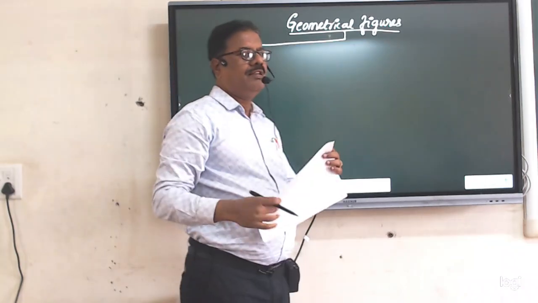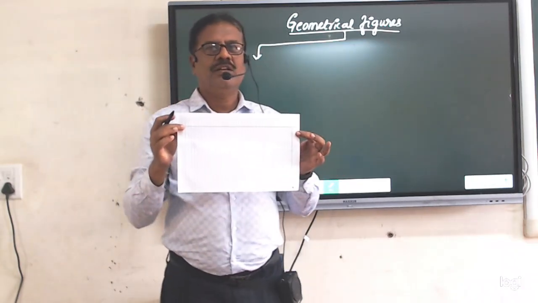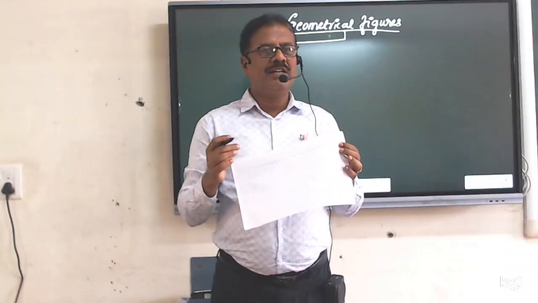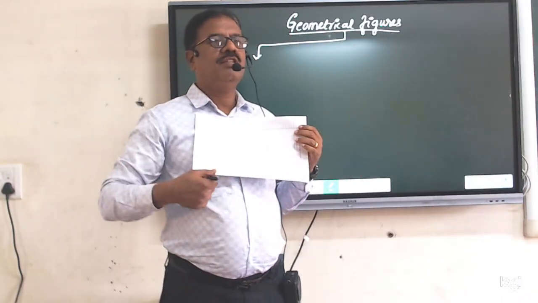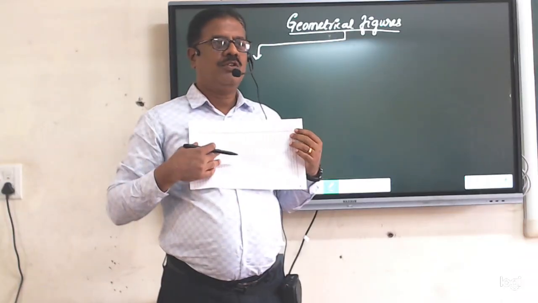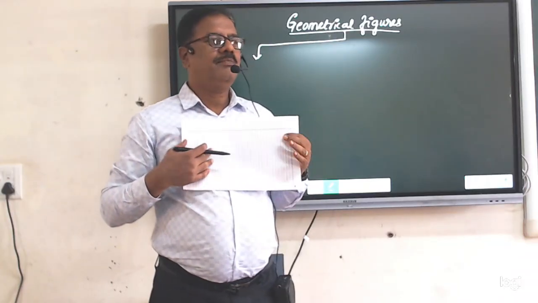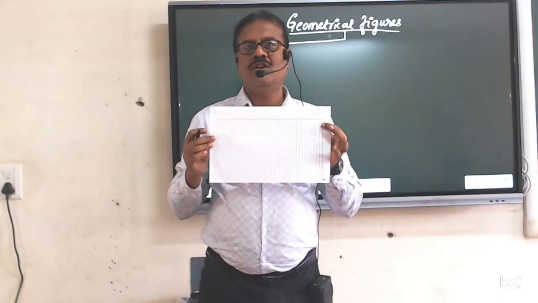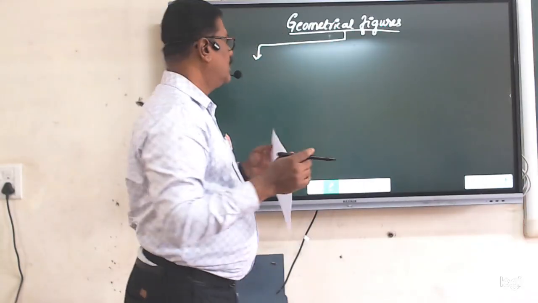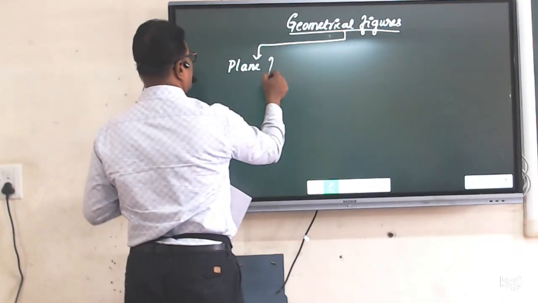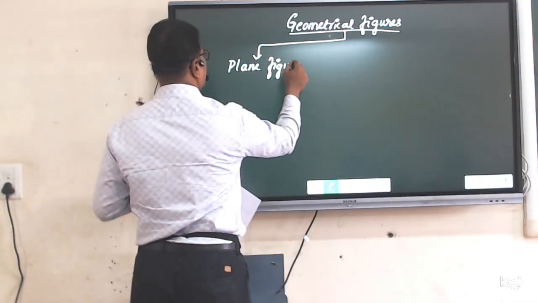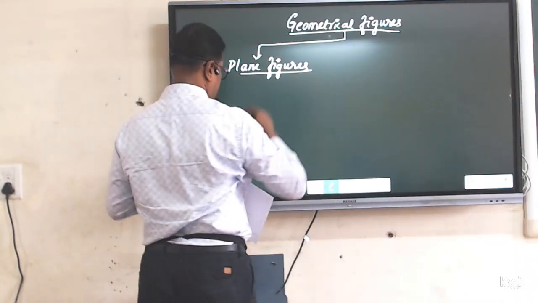So as you said, this is the shape of what? Rectangle. So this is a geometrical figure. What do you call this side? Length. What do you call this side? Breadth. Means it has how many dimensions? Two dimensions. So we call this a plane figure. See, plane figures.